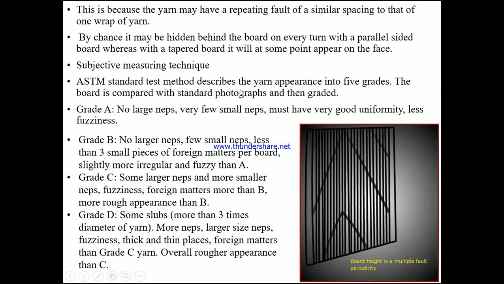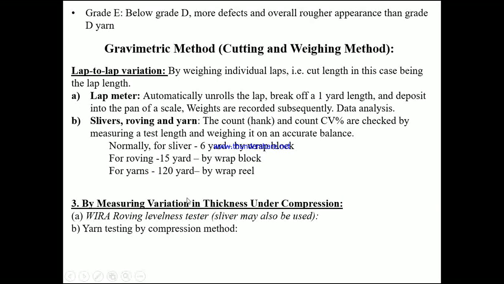The ASTM standard test method describes the yarn appearance in 5 grades, as I have shown in the last slide. The board is compared with the standard photographs and then graded: grade A, grade B, grade C, and grade D, which are given in the last slide. Grade E is below grade D, with more defects and an overall rougher appearance than grade D. Grade E is worse than grade D.